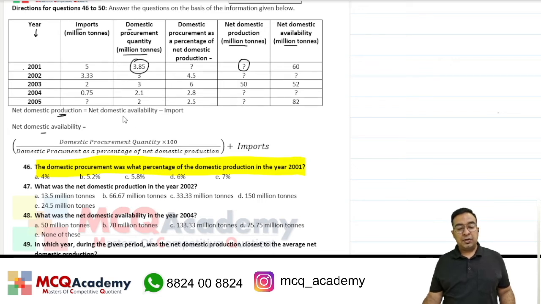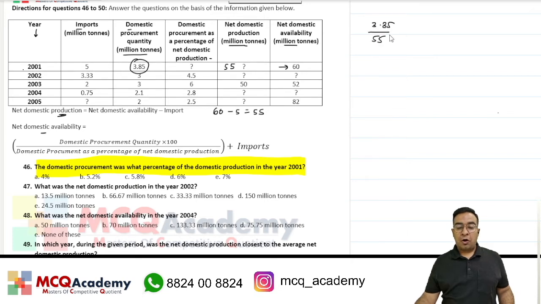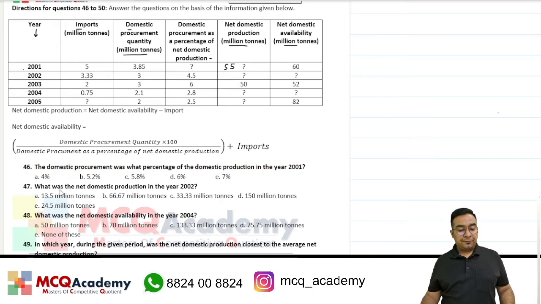This is equal to net domestic availability, which is given to be equal to 60 minus the value of imports, which is equal to 5. So this value is equal to 55, and this can be used for other questions as well. You are asked: 3.85 is what percentage of 55? We multiplied by 100 so the decimal is eliminated. Solving this we get 11 5s are 55, 11 3s are 33, 11 5s are 55, this is equal to 7. Therefore your answer will be option number E, that is 7%.